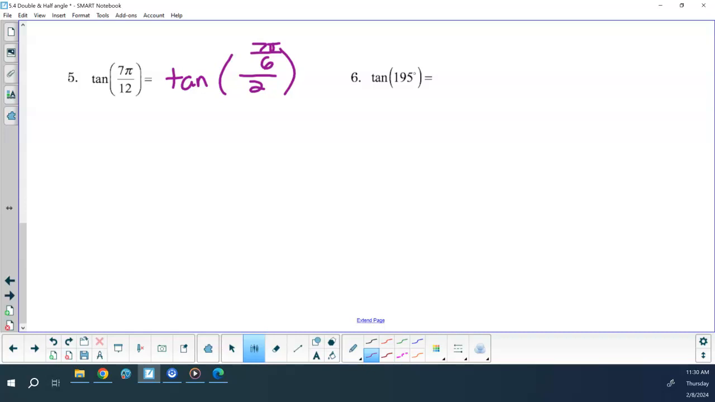What's the quick way? Take the denominator and divide by 2. Exactly. Take the denominator and divide by 2. And that's what you're going to get if you would divide the whole thing by 2. Okay? So that's 7 pi over 6 then.